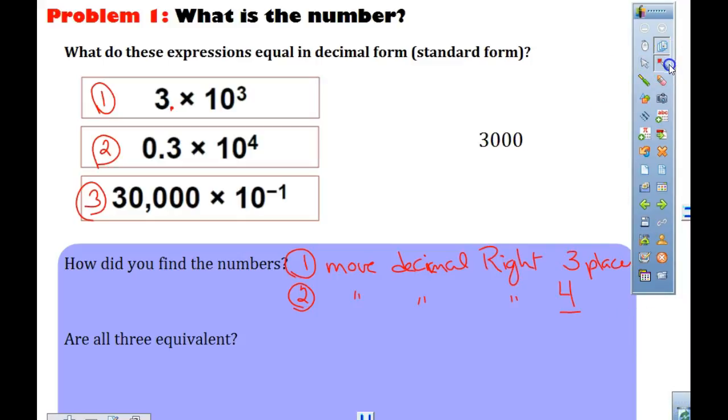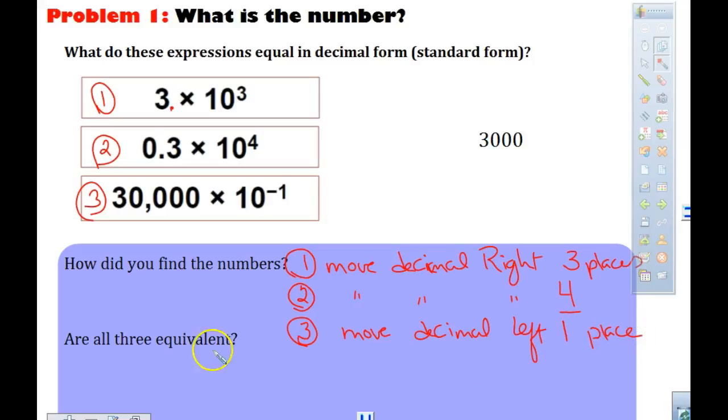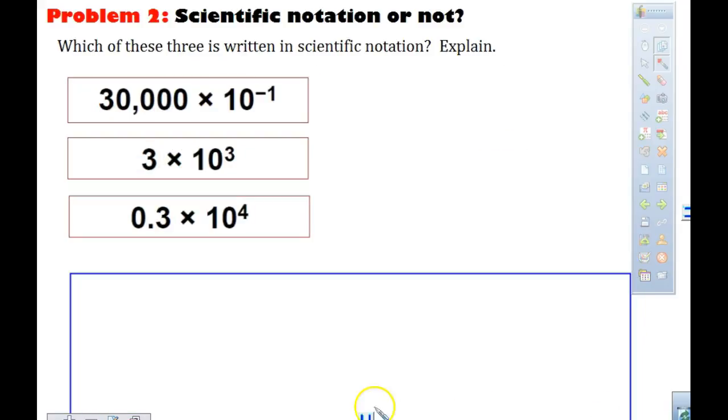And that last one, number 3, we're moving the decimal not to the right. Which way would we move it when it's a negative exponent? We move it to the left. And in this case, because it's a negative 1, we move it to the left 1 place. And it says, are all 3 of these equivalent? Are they all the same? Yeah, they're exactly the same. They all came out to equal 3,000. Now these two are not written in scientific notation, but we still know how to move the decimal point like that, okay?